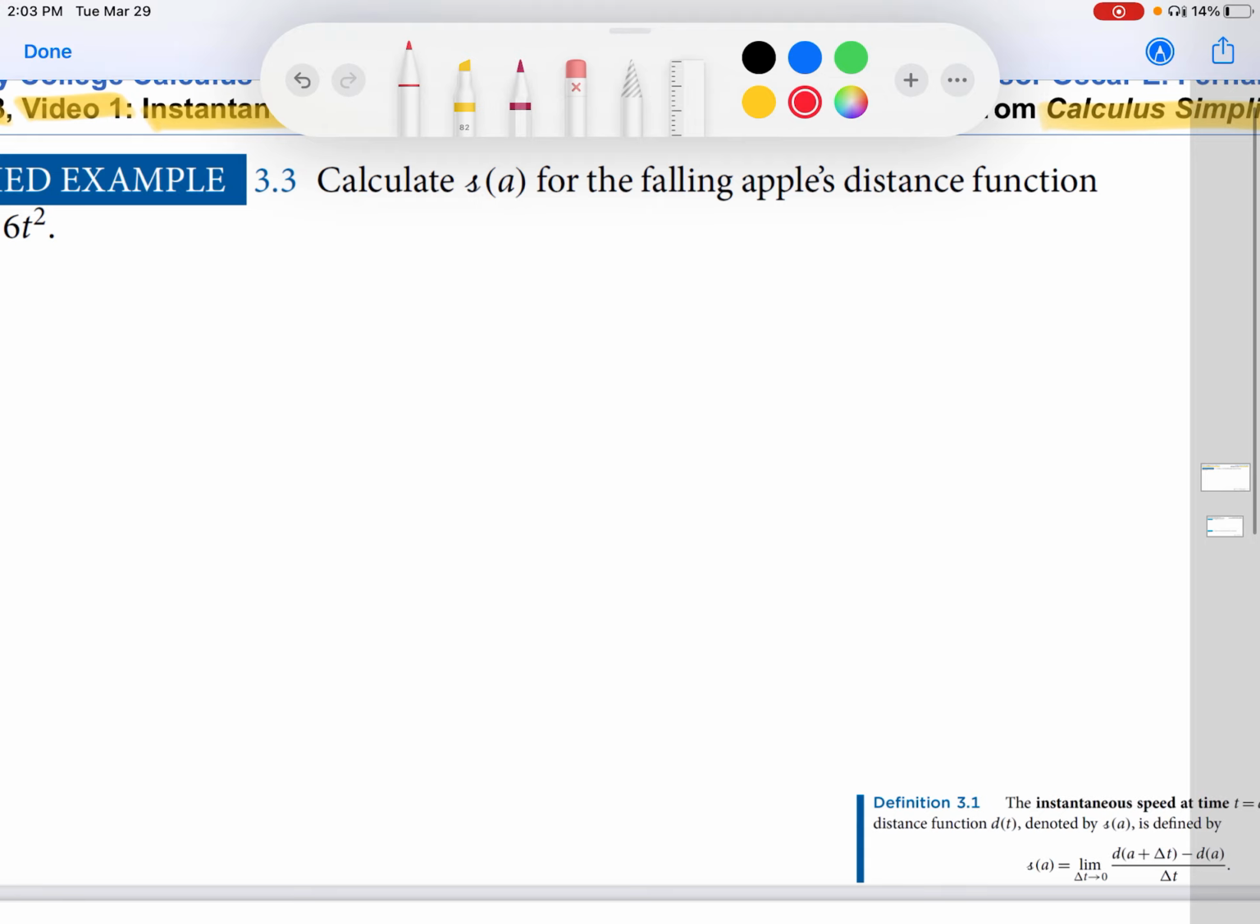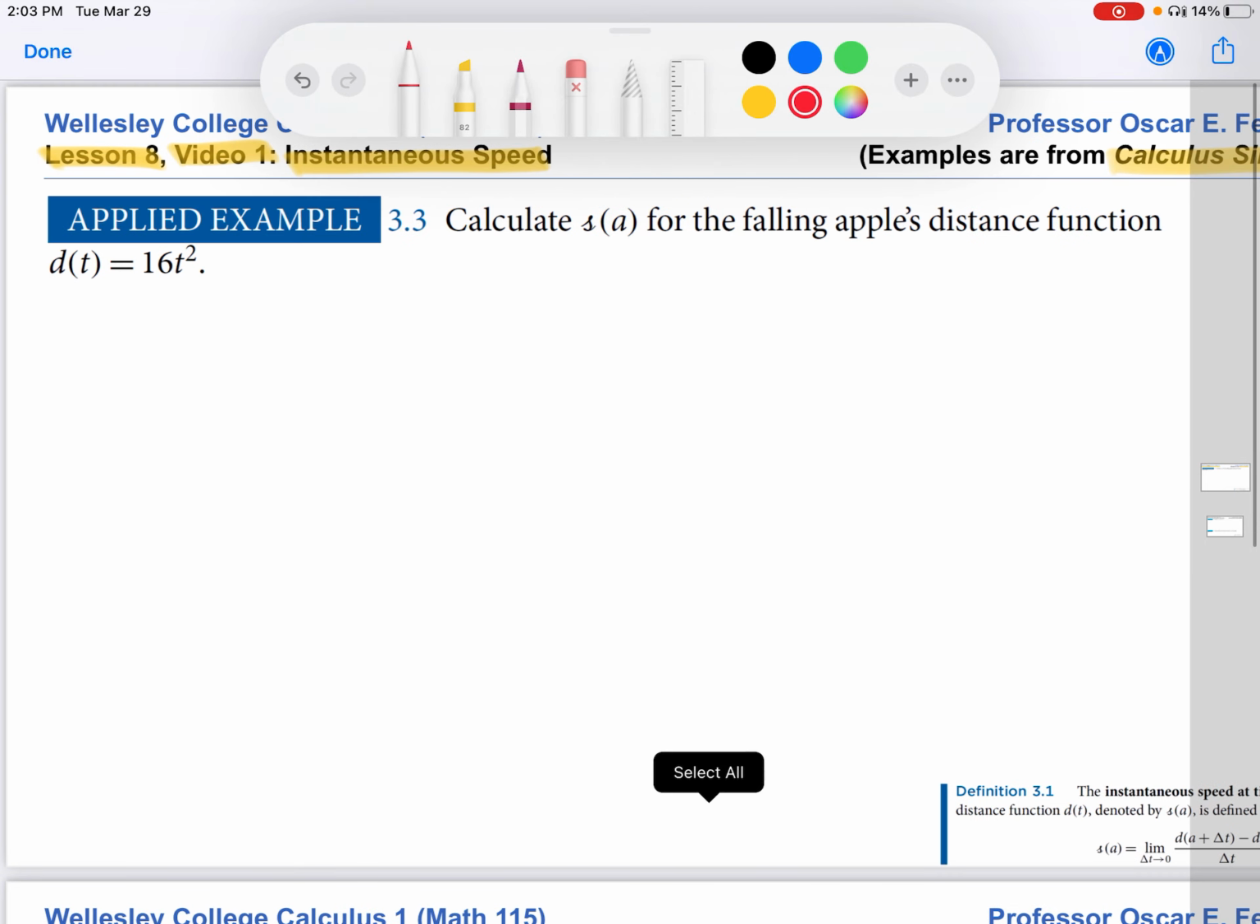So let's go back to the applied example. It says calculate S of A for the falling apple's distance function. You might be wondering, what is the falling apple? How did that make its way in here? In the beginning of chapter 3, I used the example of an apple falling to the ground to motivate this concept of instantaneous speed. So that's where the context comes from. But all we need, truth be told, is this distance function.